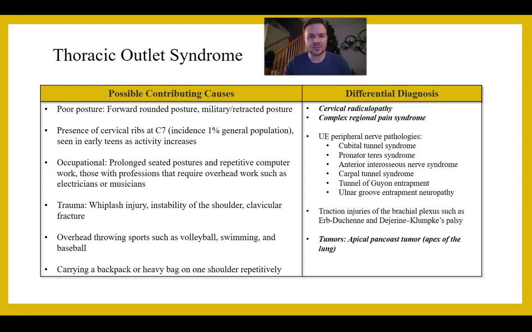Whereas in thoracic outlet syndrome, you wouldn't get true neck symptoms. And I say that with a grain of salt, but stick with me. You'll learn a cervical radiculopathy test cluster that'll help you rule that in or out. Any of the peripheral nerve pathologies of the upper extremity, you want to rule in or rule out. And then the big one here at the bottom is this red flag, this tumor. It's an apical pancoast tumor. Look that one up, okay?